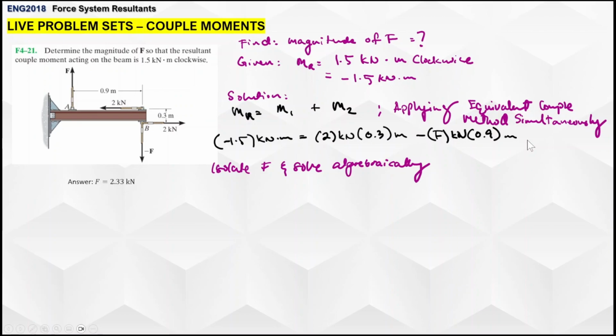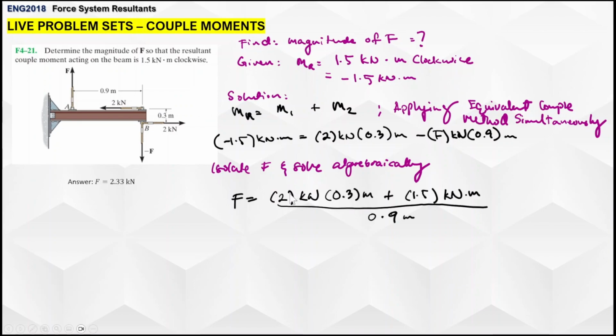If you can't remember how to solve it, you may refer back to the PDF that I gave you and to the uploaded video that I also attached in your Canvas site. Okay, and now all you have to do is isolate force F and solve algebraically, which will give you this particular equation. So transpose 1.5 equals F divided by 0.9 on both sides.